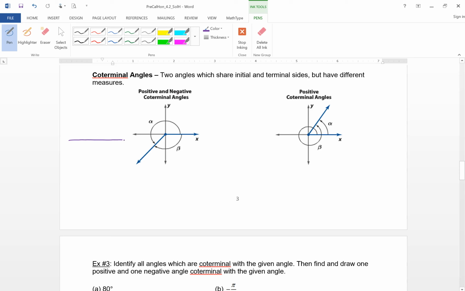Let's draw a 30-degree angle. I'm just estimating a 30-degree angle. Now let's draw a 390-degree angle. So here's 360, I need to go 30 more. It's the same. The same meaning the terminal sides of the two angles coincide. When the terminal sides coincide, we call them coterminal angles.